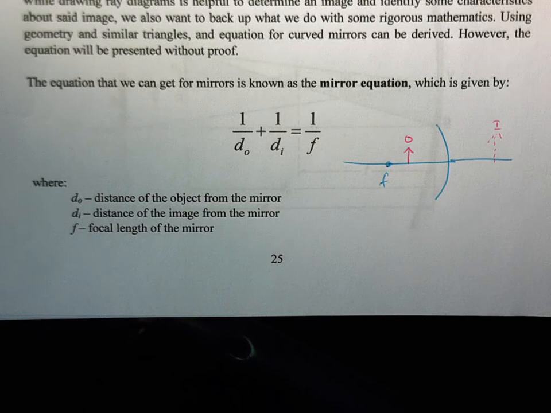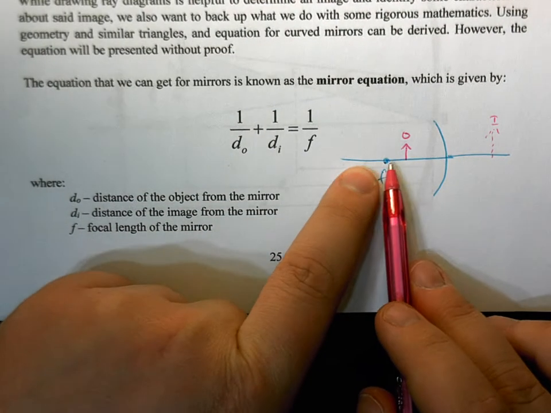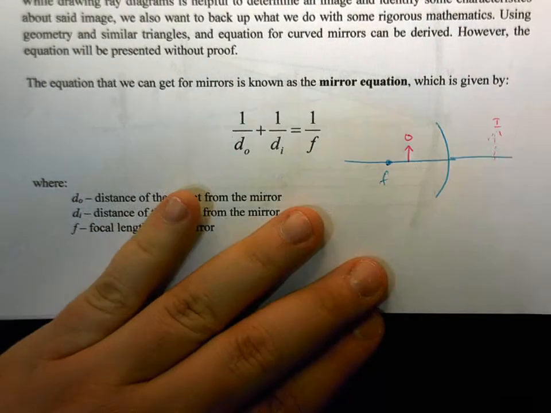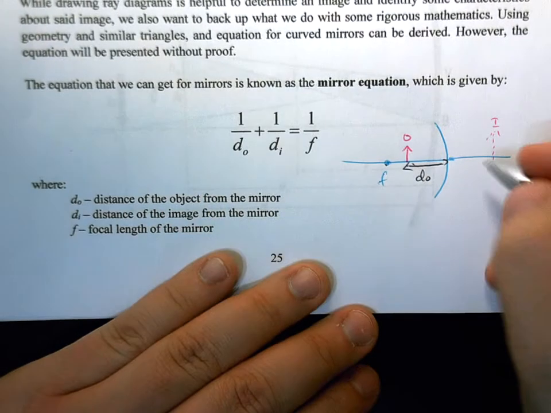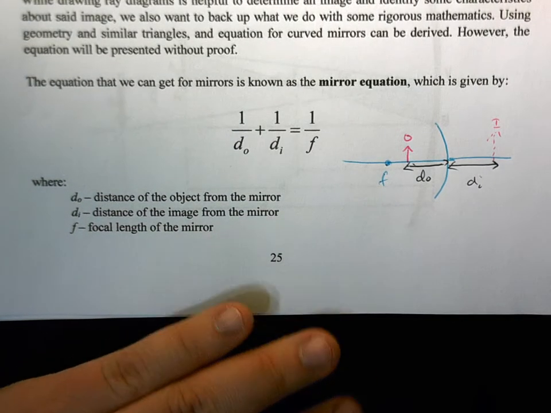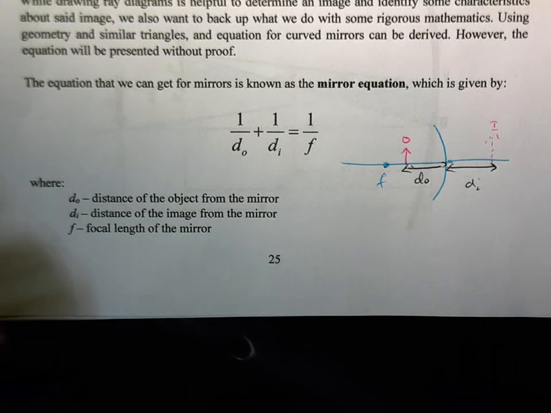So we already know that's my focal point. We know the focal length is going to be that distance between the actual focal point and the mirror itself. Then dO is going to be that distance between the object and the mirror itself. And then dI is going to be that distance between the image and the mirror itself. Now remember, for real images, the image will be on the same side of the mirror as the object.